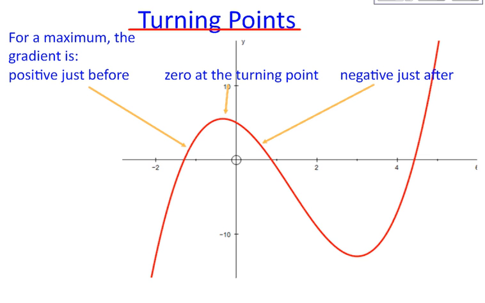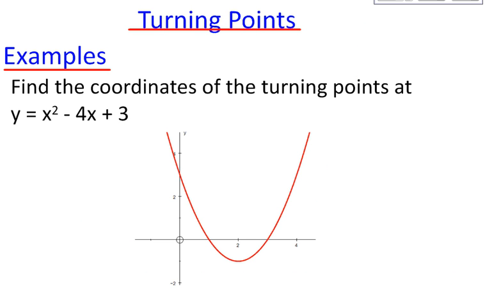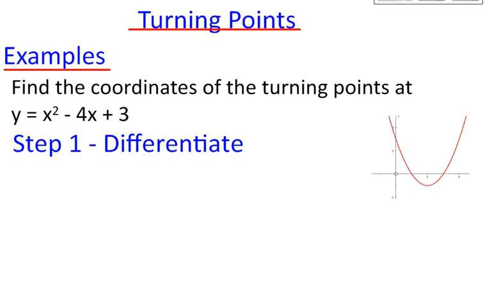So for a maximum, the gradient is positive just before the turning point, 0 at the turning point, and then negative just after. And for a minimum, the gradient is negative just before, 0 at the turning point, and positive just after. So how do we find the coordinates of a turning point? Let's do an example for y equals x squared minus 4x plus 3.